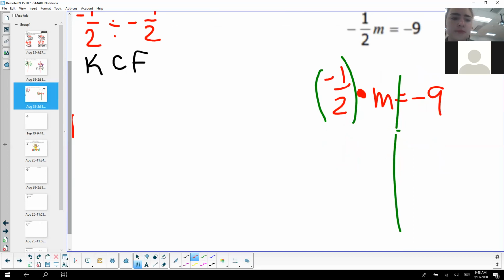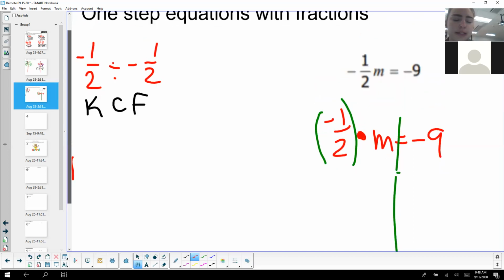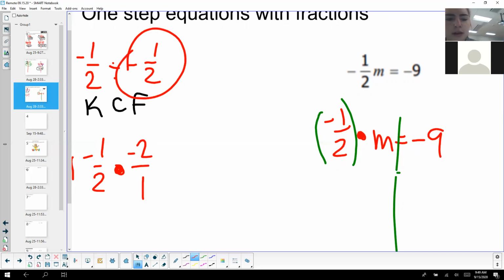And again, I'm showing you why the math works that you're using, because I think that's important to understand. So I'm going to keep the first term, -1/2. I'm going to change the sign to multiplication, and I'm going to flip the fraction. So I flipped -1/2 to -2/1. Then we have -1 times -2, which gives us +2, and 2 times 1 is 2. Well, 2 divided by 2 is just 1.